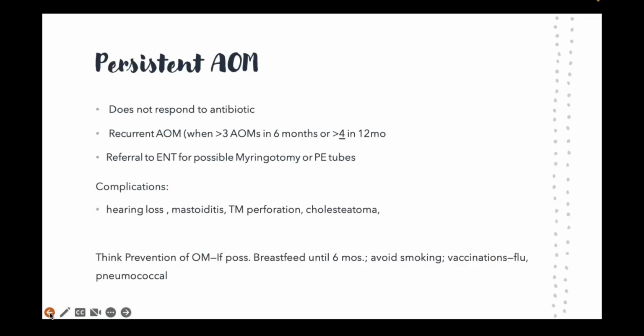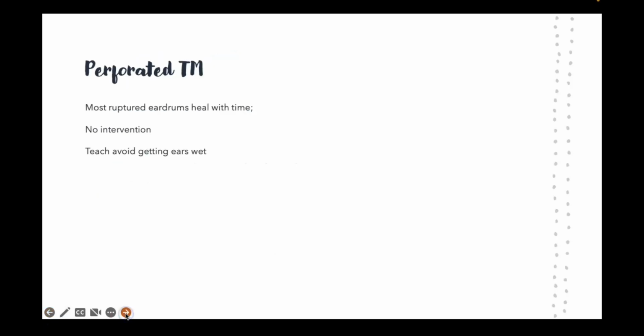If possible, breastfeeding until 6 months has been shown to minimize the risks for acute otitis media. Avoid smoking around the house if they're smokers, and also change out the clothing, because the smoke does tend to stay in the clothes. That's what we call tertiary exposure to smoking. Make sure the kid's up to date with vaccination, the flu, pneumococcal. These are all preventive ways, prevention for otitis media. So educate the parents. So we've talked about perforated TM.